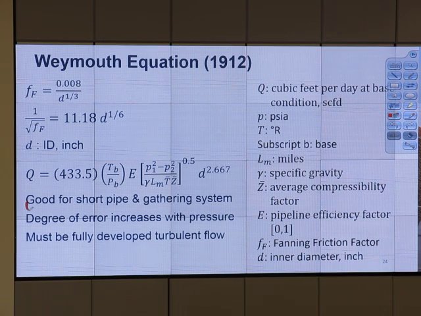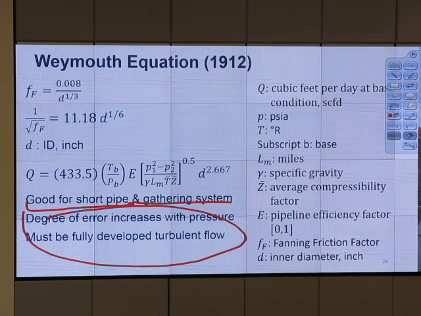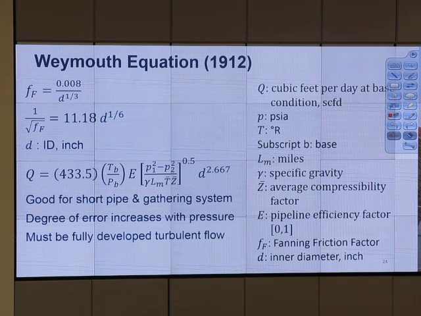What's in the quiz: it is good for a short pipe gathering system. That's in the quiz. This is not in the quiz, but you should know that the degree of error increases with pressure. So when pressure goes up, you can have more error from your Weymouth equation. It must be fully developed turbulent flow.